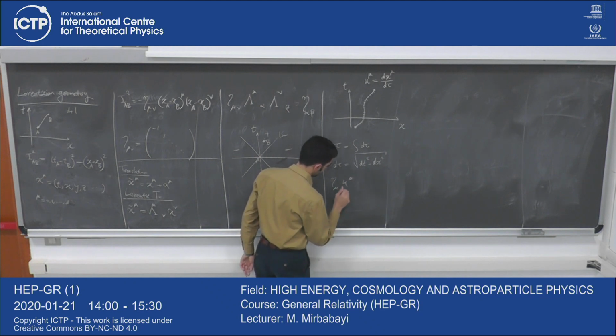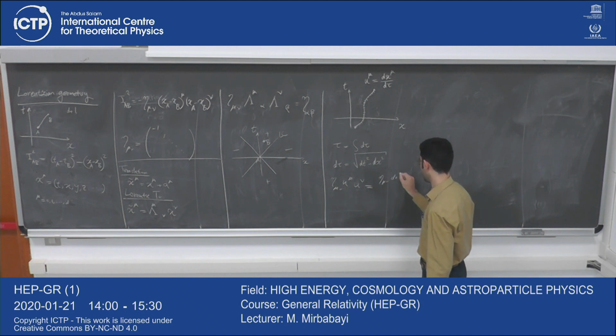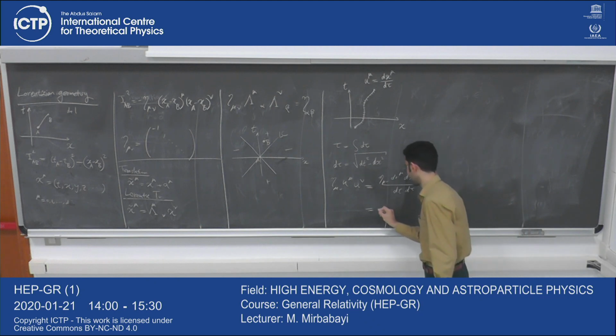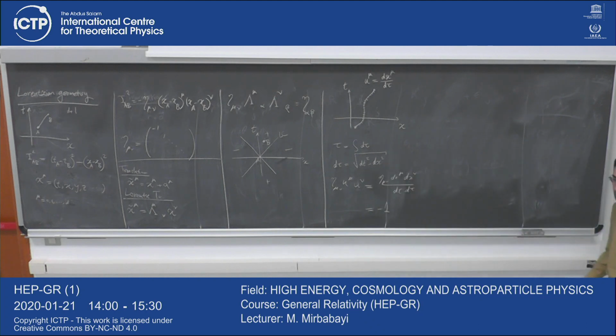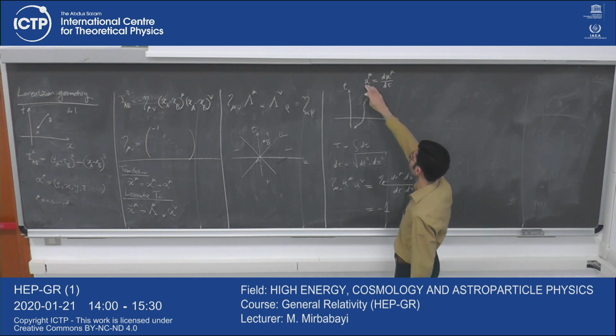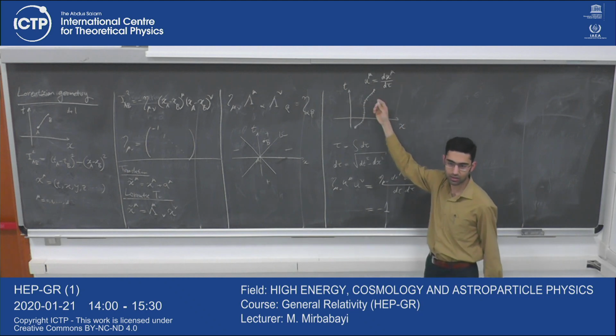signature, meaning that η_μν u^μ u^ν is equal to η_μν dx^μ/dτ dx^ν/dτ, and this is minus 1 because of the definition of dτ squared. And this u^μ is called the 4-velocity, or if we are in 2 dimensions, here the 2-velocity.